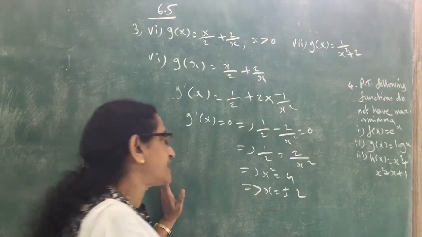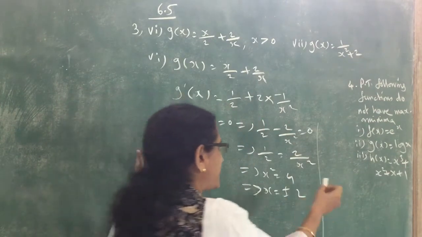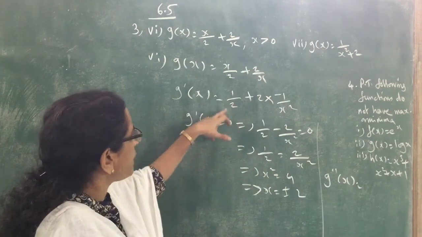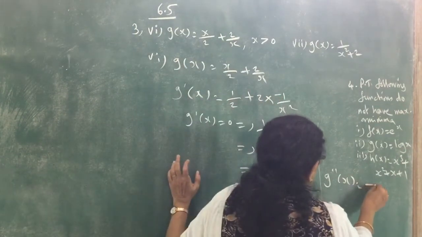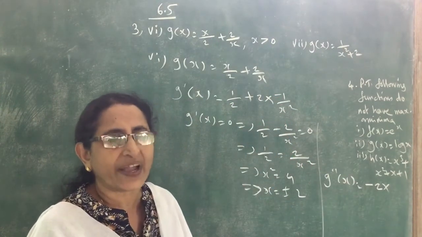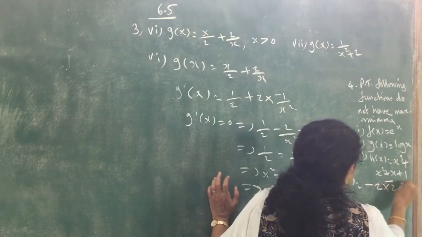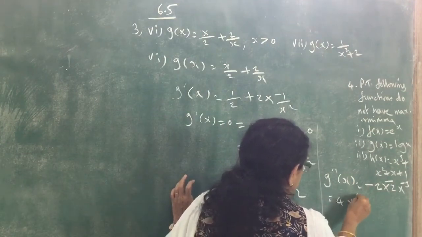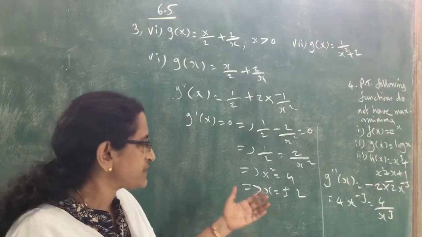Now we can find the second derivative. This is g dash x; we have to find g double dash x. G double dash x equals the second derivative: derivative of 1 by 2 is 0, then minus 2 into derivative of 1 by x square, that is x raised to minus 2. So minus 2 into x raised to minus 2 minus 1, that is minus 3, that is 4 into x raised to minus 3, which equals 4 by x cube. So the second derivative is 4 by x cube.